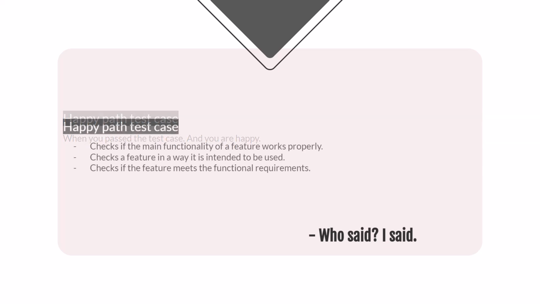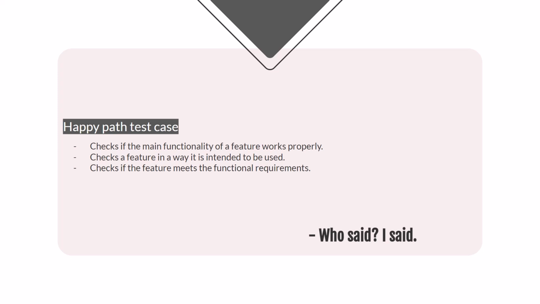Okay, what I really mean by the happy path is the positive test. Some people call it a smoke test or a functional test. So the test cases cover positive scenarios. Checks if the main functionality of a feature works properly. Checks a feature in a way it is intended to be used. Checks if the feature meets the functional requirements. And we were able to partially run this test case.